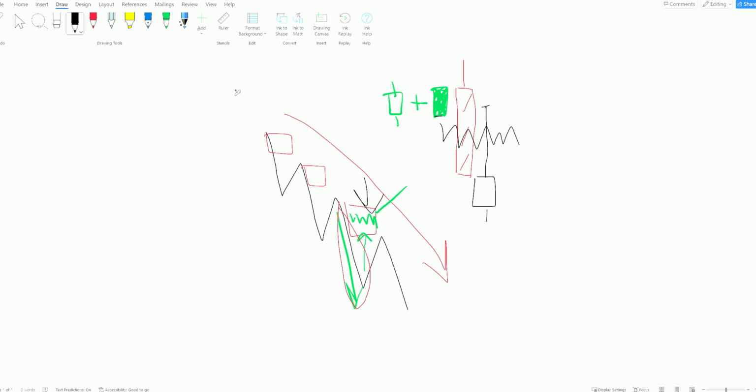And markets like to go to inefficient areas because those are liquidity pools. That's where orders are at. So it's hunting for these areas all the time. And once we learn to identify them, we can then start to take advantage of these trades. So let's jump over to some charts now and take a look at how this looks in real time.